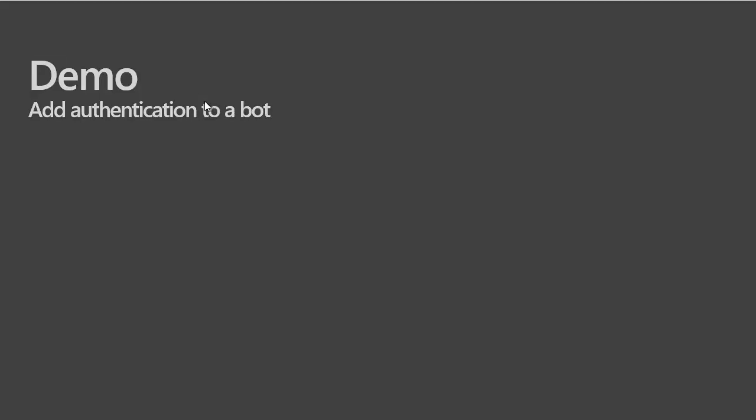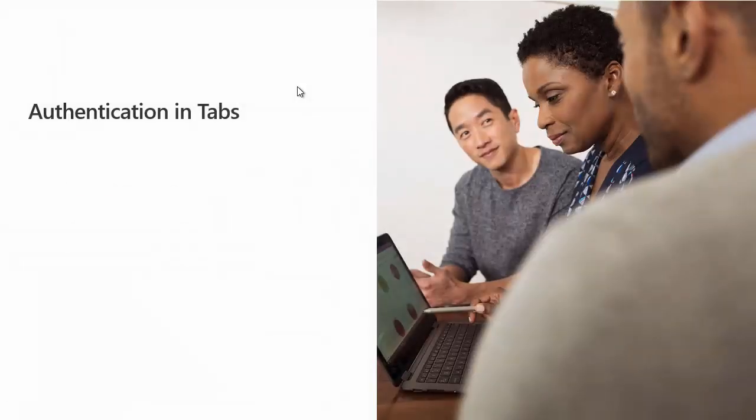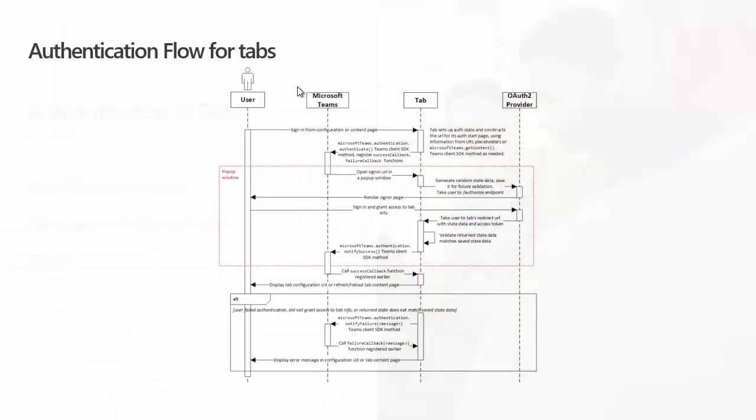Let's move on now to doing authentication for a tab. Again, we have a sequence dialog for the authentication flow for tabs, which is very similar, except in this particular scenario, we have a tab in the third column instead of the bot. So on some type of tab, either from our configuration page or our content page, we need to indicate to the user that, or we determine based on the user's information that we need to do some type of authentication.